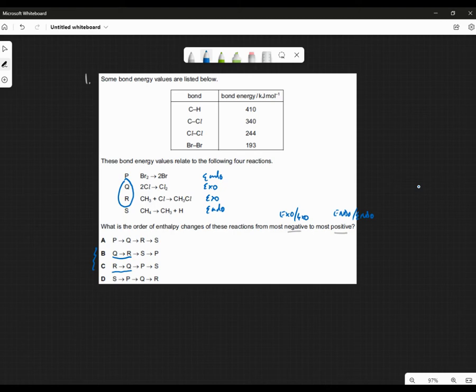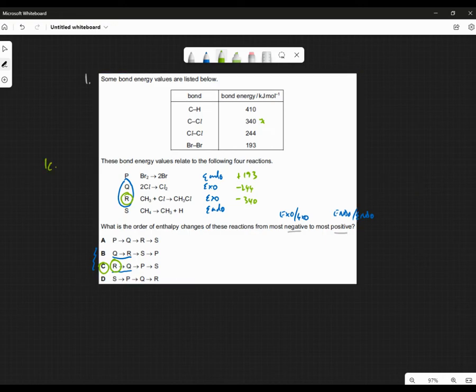Okay, so I thought we were going to crack it just with that, but we have to go a little bit further. Breaking a bromine is going to be endo. It's going to cost me 193. Making a chlorine is going to give me 244, this one. What are we doing here? We're making a CCl. CCl is minus 340. Okay, so this one. So already we know the most exothermic, in other words, the most negative is going to be R. So this must be the answer, C. So the answer to number 1 is C.